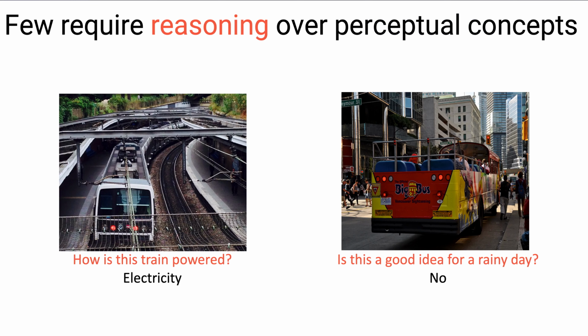This leaves us with questions requiring reasoning or use of common sense knowledge over perceptual concepts present in them, such as how's the train powered, or is this a good idea for a rainy day? This categorization of questions into perception and reasoning promotes a better assessment of visual perception and higher level reasoning capabilities of models rather than conflating these capabilities.